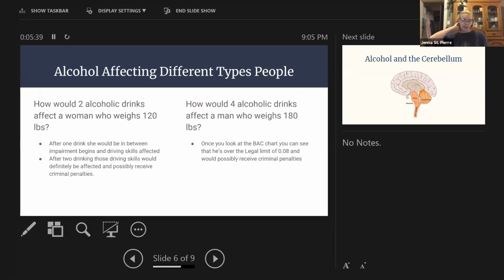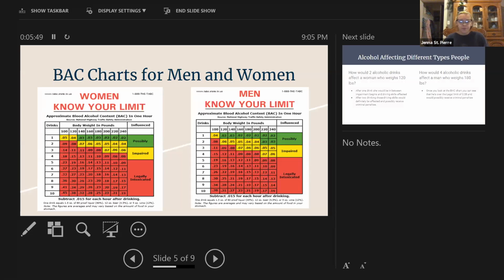Now for the next question: how would 4 alcoholic drinks affect a man who weighs 180 pounds? If we go back to the BAC chart, we can see that his first drink, he's in that possibly green section. And then if he drinks 2 more drinks, he's in that impaired phase. And then after that 4th drink, he is now legally intoxicated.